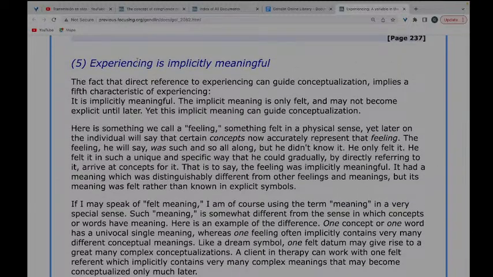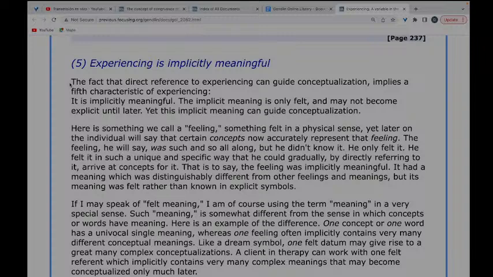Five, experiencing is implicitly meaningful. The fact that direct reference to experiencing can guide conceptualization implies a fifth characteristic of experiencing. It is implicitly meaningful. The implicit meaning is only felt and may not become explicit until later. Yet this implicit meaning can guide conceptualization.